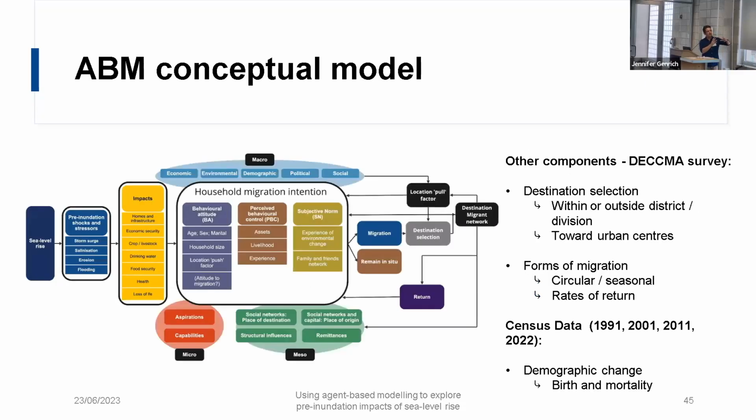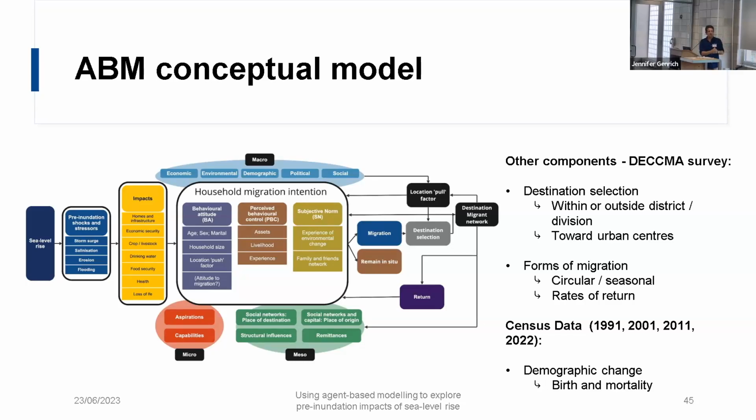So effectively, what we're trying to do is take that decision-making process and model it, using the empirical data from the survey and the theory of planned behavior, to give us this weighted decision-making model, which hopefully draws on and assumes the influences of the macro, micro, and meso effects. And then you have the decision-making process that will come out of the model, including destination selection. Again, that's weighted, drawing on the survey data, which will then also give an indication of the forms of migration undertaken.